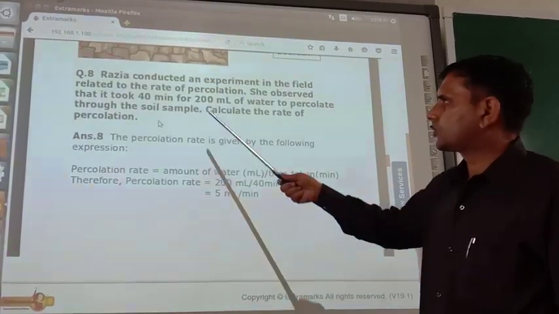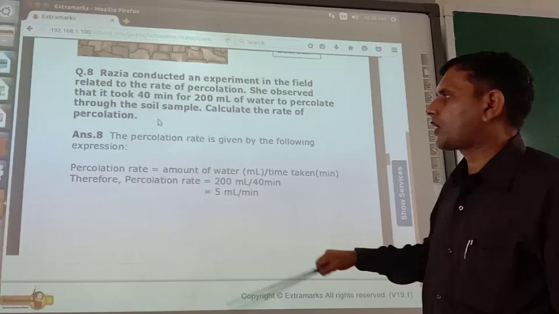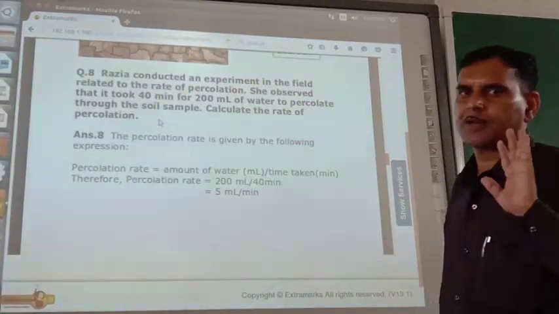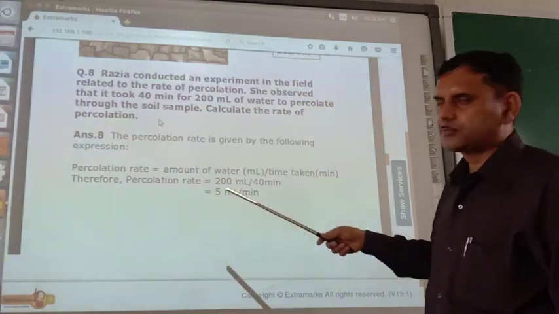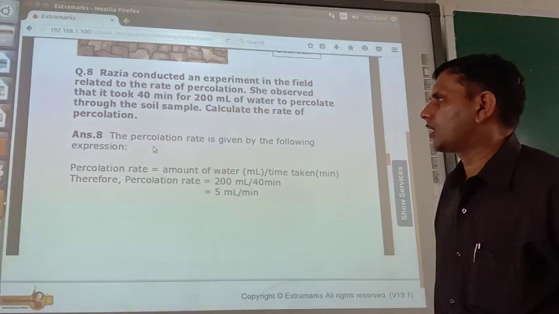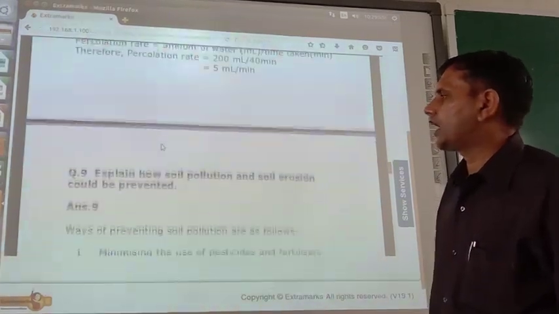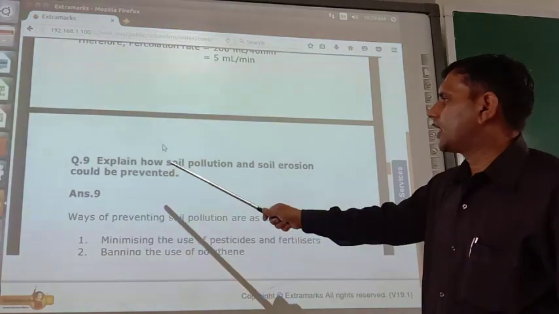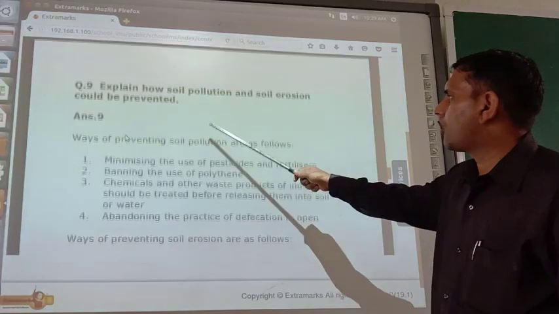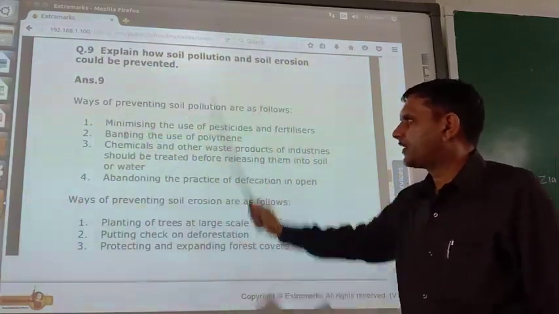So dear cadets, question number 8 is solved in this way. I don't have problems. Even if you want to solve in this way, I don't have any problem. Either you solve in this way or the previous method which I have told. Almost both are similar only. Now let us move to question number 9. Question 9 is: explain how soil pollution and soil erosion could be prevented.